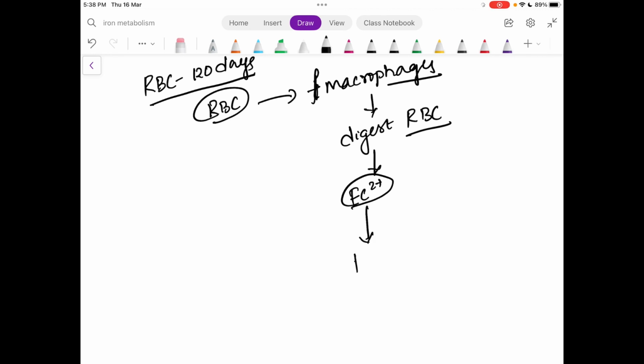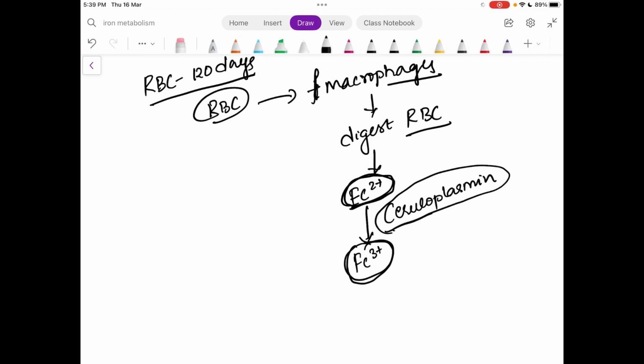This iron has to be converted into Fe3+. Why into Fe3+? Because this Fe2+ is very reactive and it cannot be transported directly. So it has to be converted into Fe3+. This is done with the help of a protein called ceruloplasmin. This is a copper transporting protein which is very helpful in the conversion of Fe2+ to Fe3+.